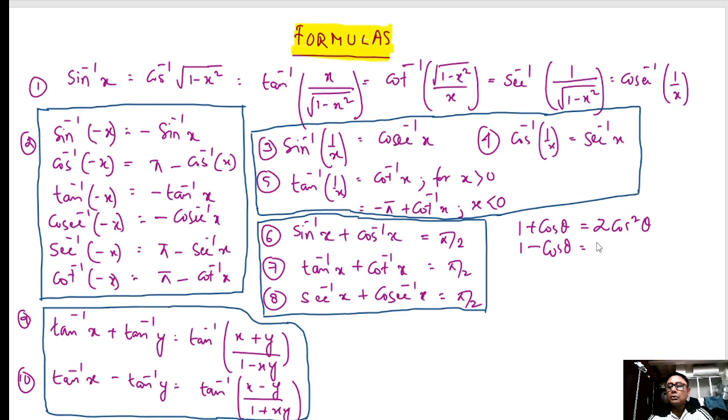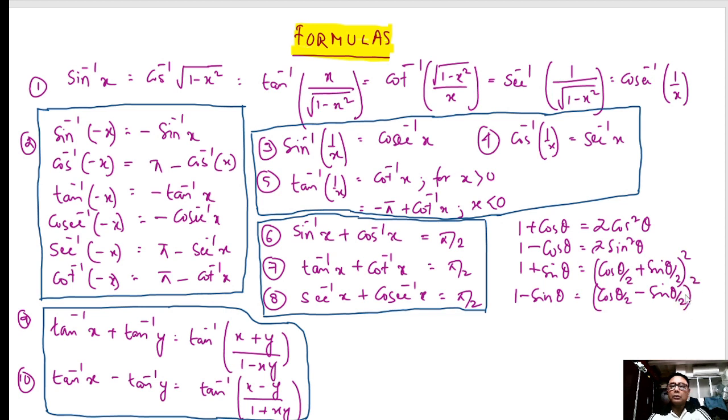will be 2 sine square theta by 2. Then we can write 1 plus sine theta as cos theta by 2 plus sine theta by 2 whole square, and 1 minus sine theta we can write as cos theta by 2 minus sine theta by 2 whole square. These are also very, very important formulas.